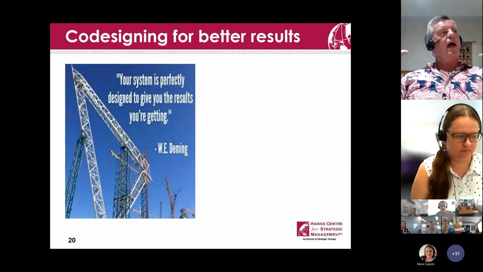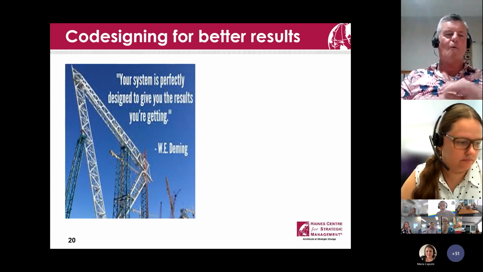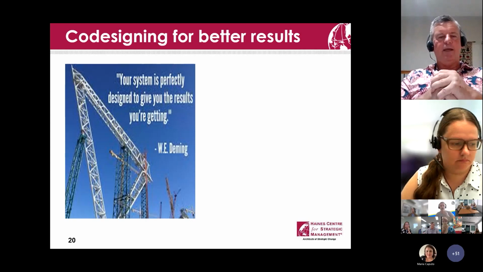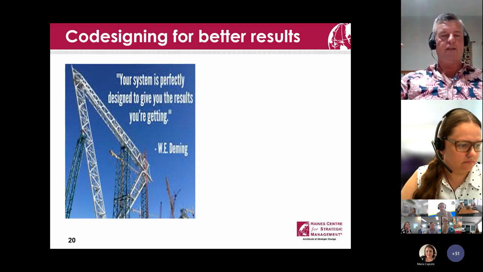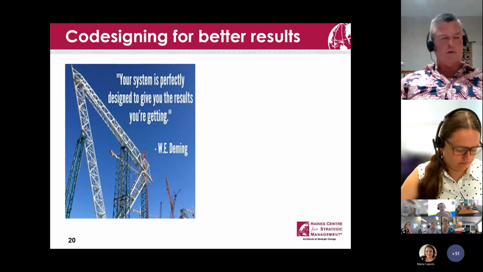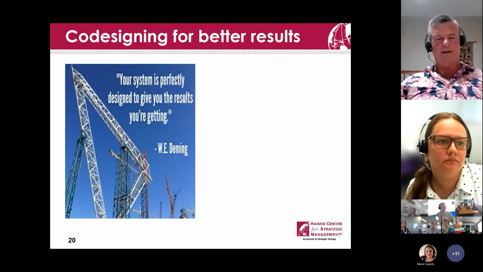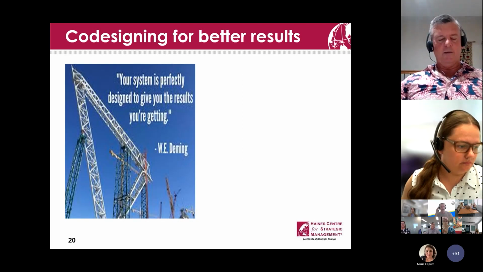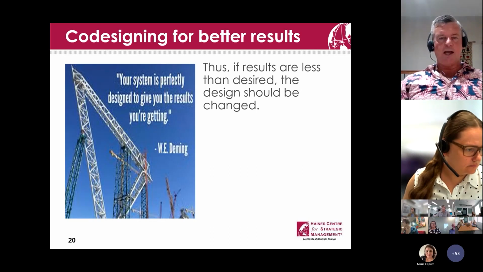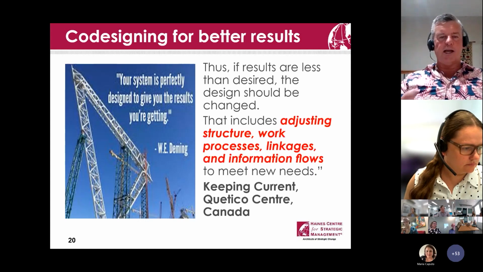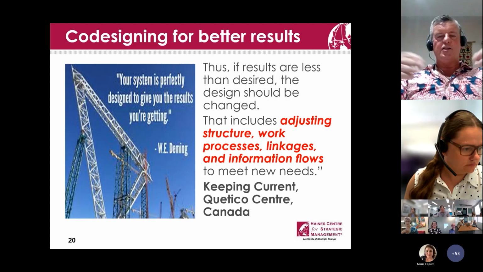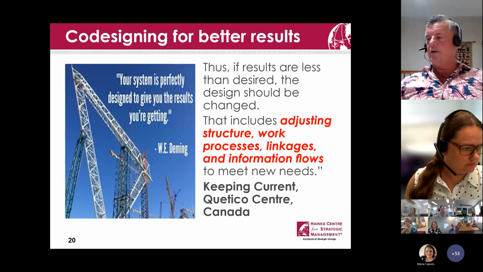Now let's talk about how you co-design systems for better results. This is a wonderful quote by Edward Deming, the founder of quality assurance. Again, another systems thinker, but it was never called that in the past. He said, your system is perfectly designed to give you the results you're currently getting. That's pretty insightful, I think, because if you want to change the results, you've got to change the system. And the way you go about changing the system's results is by adjusting structure, work processes, linkages, and information flows to meet these new needs.